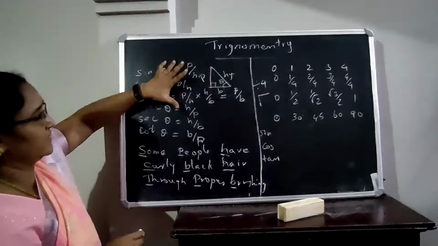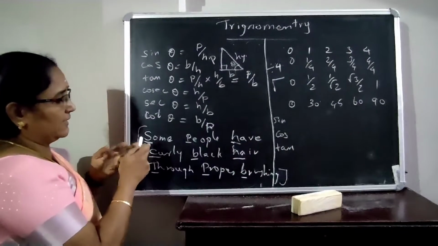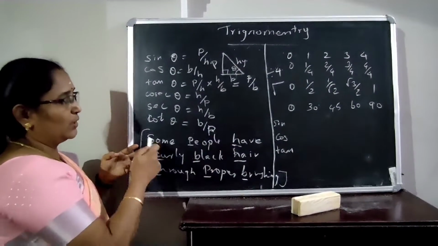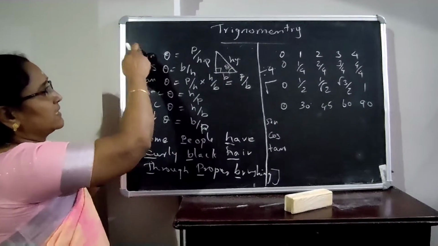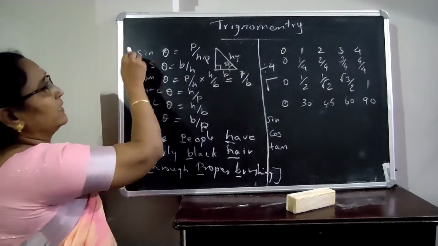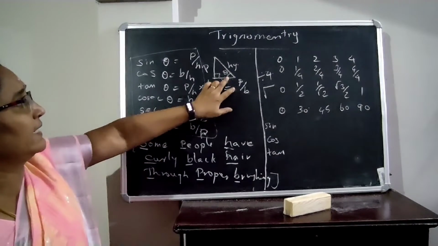So to find these values, first you remember this sentence, then underline the first letter of each word. Using this sentence you fill up these 6 ratios. These are 6 important ratios in trigonometric functions. Next, we find the values.